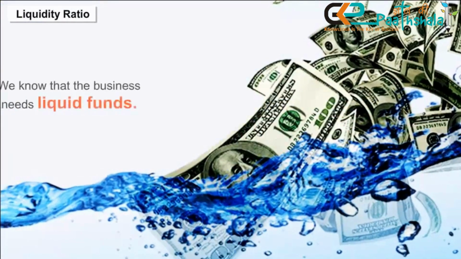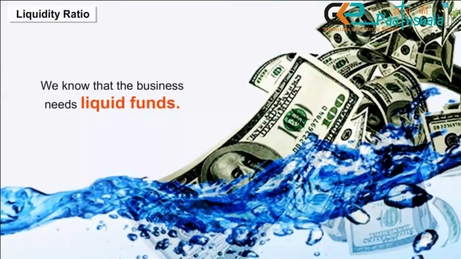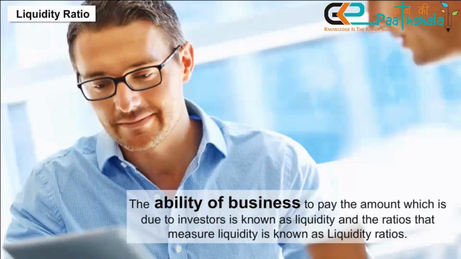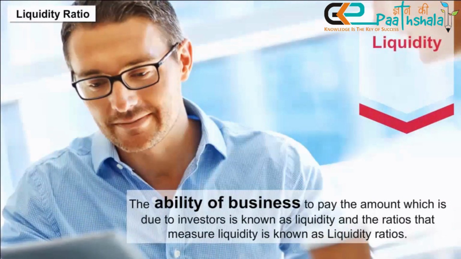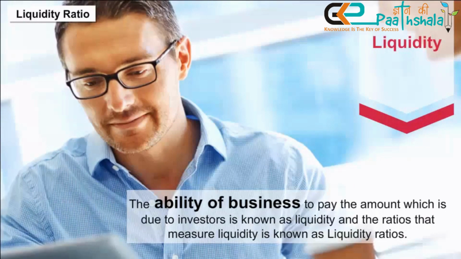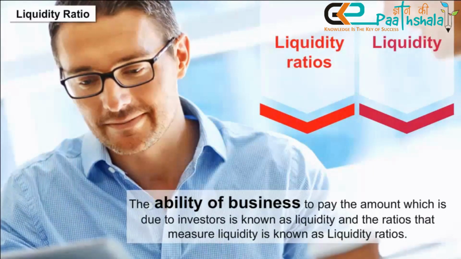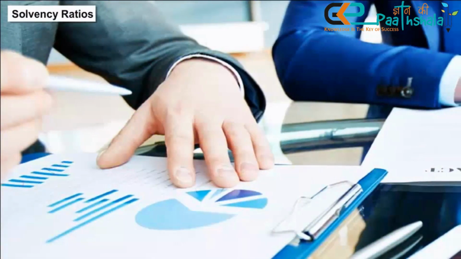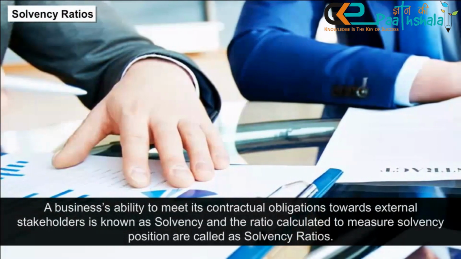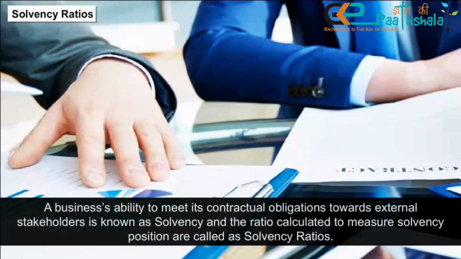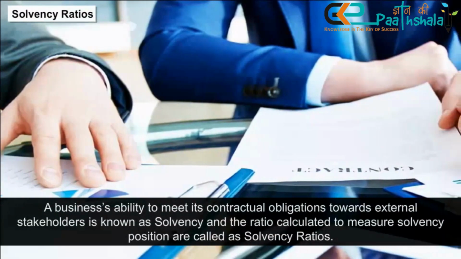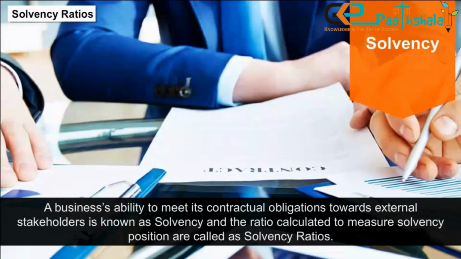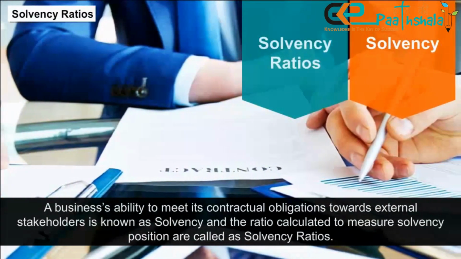Liquidity ratio. We know that the business needs liquid funds. The ability of business to pay the amount which is due to investors is known as liquidity, and the ratios that measure liquidity are known as liquidity ratios. These are short-term in nature. Solvency ratios. A business's ability to meet its contractual obligations towards external stakeholders is known as solvency, and the ratios calculated to measure solvency position are called solvency ratios.